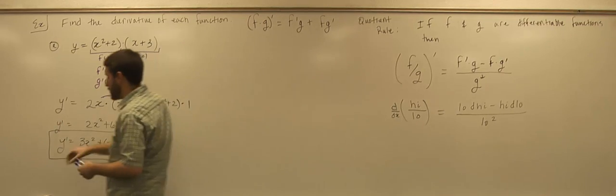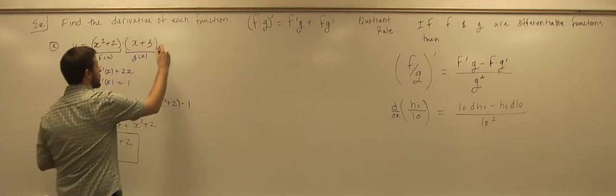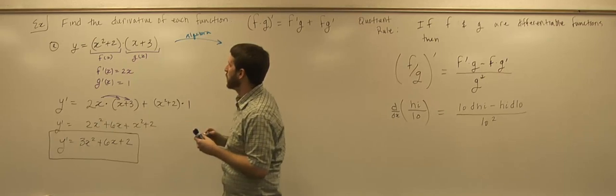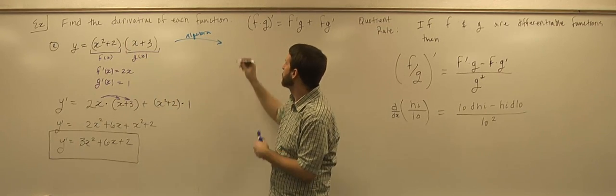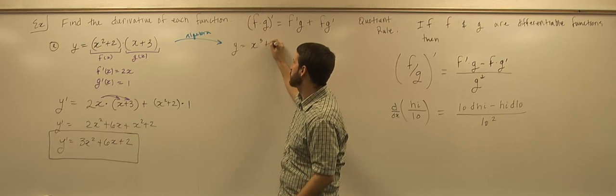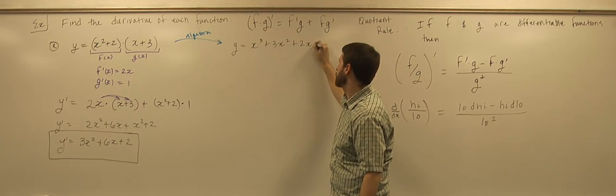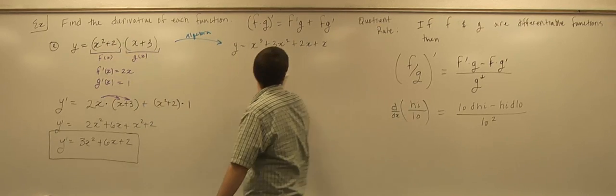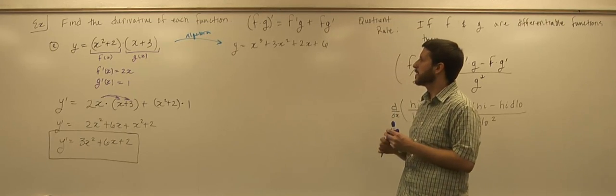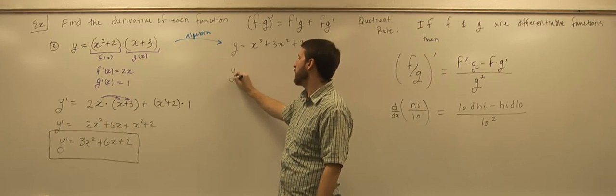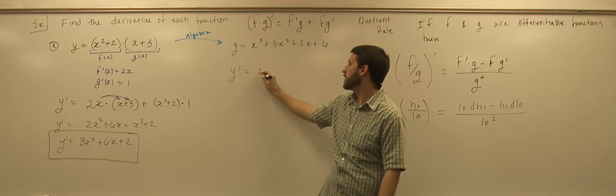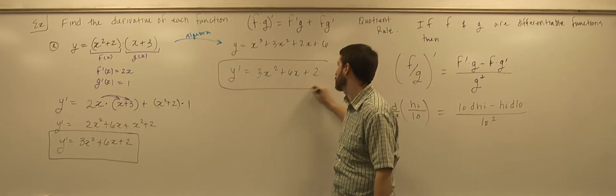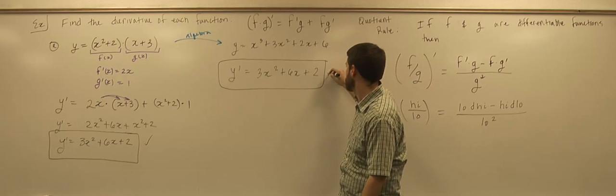The other approach here would be to multiply first. Do some algebra. If you FOIL this out, you'll get x cubed plus 3x squared plus 2x plus 6. And then we can do y prime just with our power rule. So 3x squared plus 6x plus 2. Same thing.